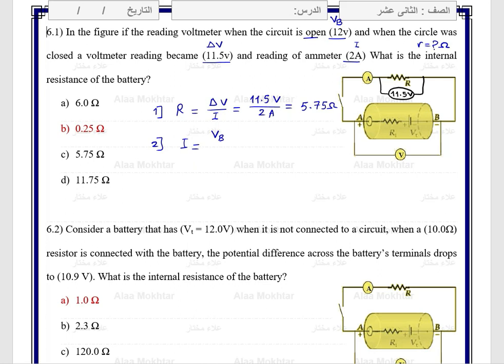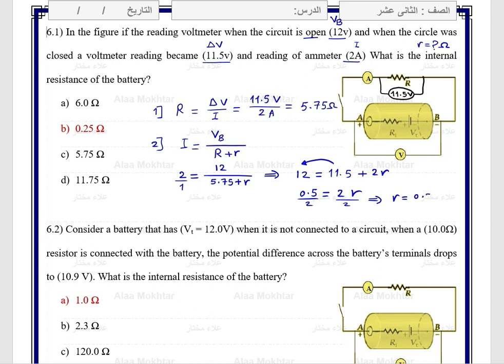The second step: the current equals V battery, which refers to the voltage before we connected the battery to the circuit, over R external resistance plus R small internal resistance. In this case, I is 2, V battery is 12 volts, external resistance is 5.75 plus the unknown internal resistance. Cross multiplication: 12 equals 2 times 5.75, which is 11.5, plus 2 times R small. I can take this to the other side with a negative sign. 12 minus 11.5 is 0.5 equals 2R, divided by 2, so the internal resistance equals 0.25 ohm.